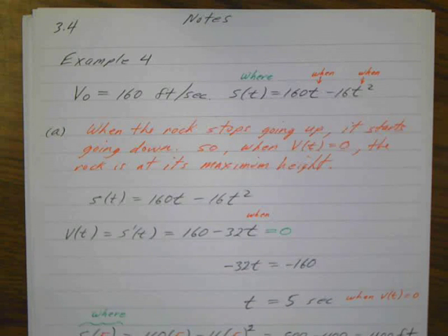Okay, this is example 4 from section 3.4, and what we have is a position function given here. It says a dynamite blast propels a heavy rock straight up with a launch velocity of 160 feet per second. It reaches a height of s, given by the position function 160t minus 16t squared after t seconds. How high did the rock go?